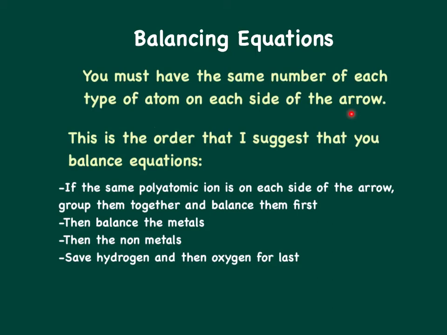Sometimes when you write the skeleton equation, it does not have the same number of each atom on each side. There's a way that usually works best, and here's the way I usually tell you to do it. Look for a polyatomic ion. If there's the same polyatomic ion on each side of the arrow, then group them together and balance them first. I'll show you what that means in a minute. You should be writing this down though. Balance the metals next, then the nonmetals. Save hydrogen for last, and then oxygen for the very last. Usually that'll work out the best. There's no guaranteed method on this, but usually that ends up being the best.